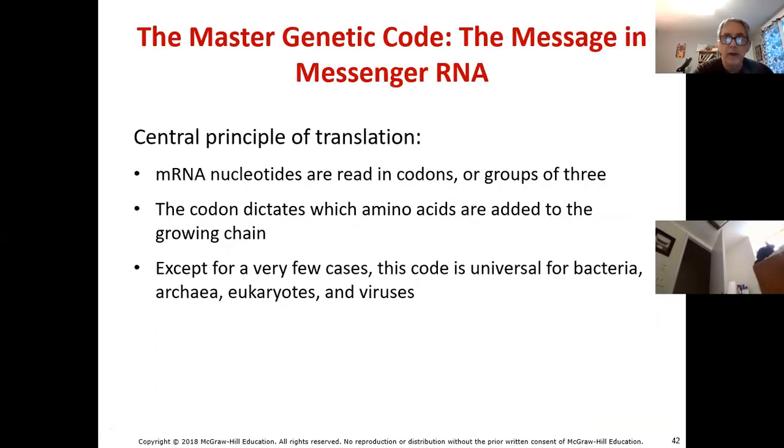The master genetic code, the message in the messenger RNA, the central principle of translation. The message nucleotides are read in codons in groups of 3. The codon dictates which amino acids are added to the growing chain. Except for a very few cases, the code is universal for bacteria, archaebacteria that we only talked a little bit about, eukaryotes, and viruses.